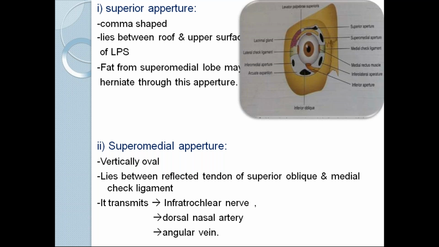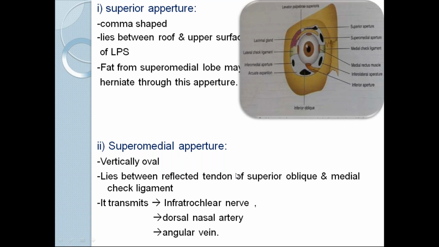So coming to the superior aperture, it is comma shaped. This is the superior aperture in the picture above, superiorly. It lies between the roof and the upper surface of the LPS. And fat from the superomedial lobe may herniate through this aperture. Okay, so this is the superior aperture, it is comma shaped.